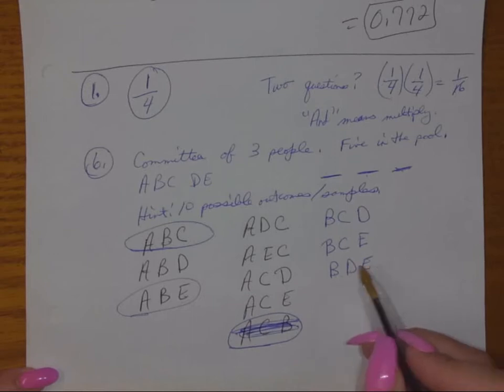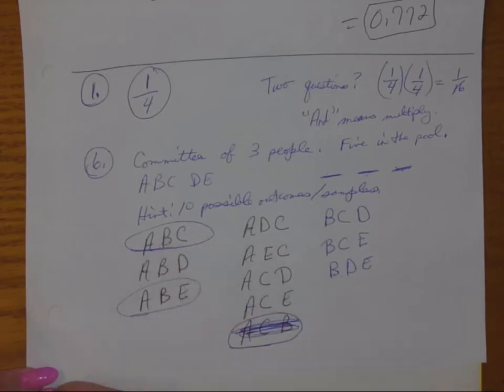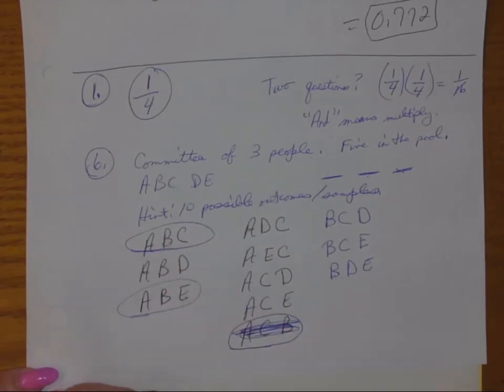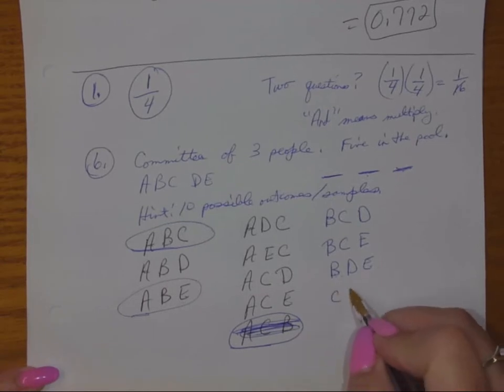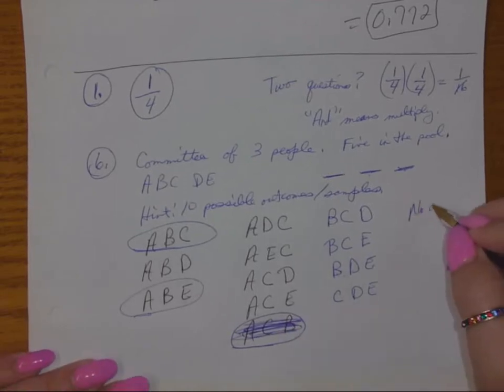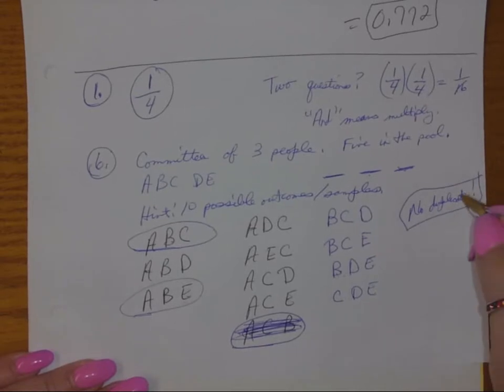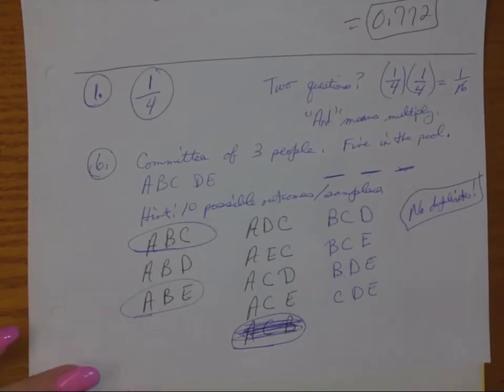B, D, E would, or I'm sorry, BAC would be the same as ABC, so I don't want that one. So I think that's probably it. So that's all the ones with B's in them. And then the last option could be there's no A and there's no B, so how about just the committee that's C, D, and E? Okay. So get rid of any duplicates. And of course, Susie can't serve on the committee twice, so no duplicates there either.